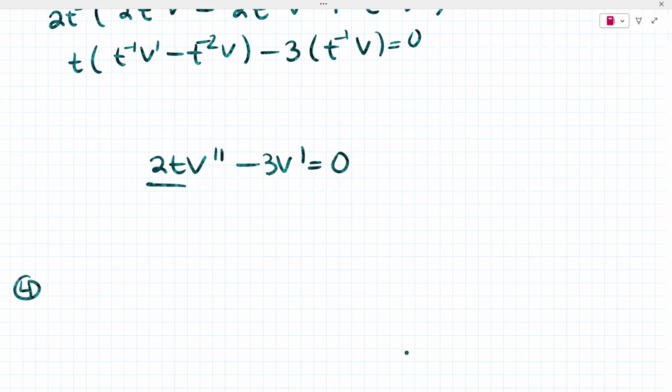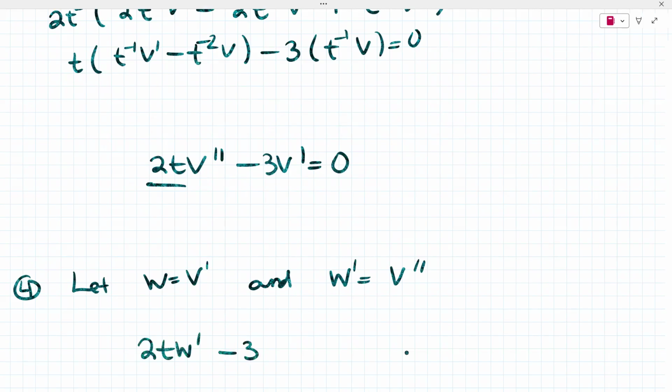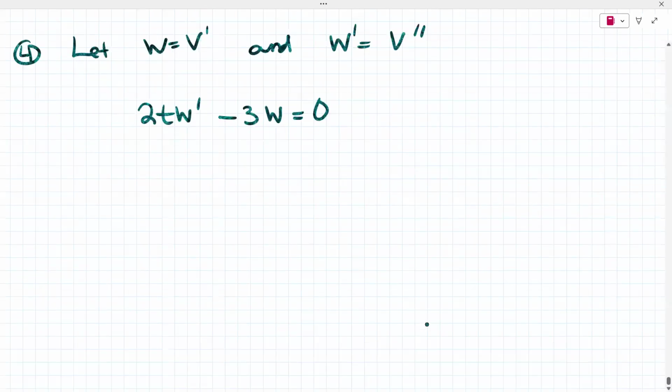So what we'll do is let w equal v prime and w prime equal v double prime. So that's going to be 2t w prime minus 3w equals 0. Step 5, now solve the first order linear differential equation.